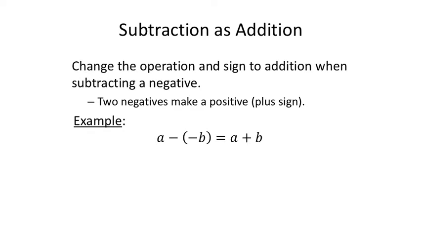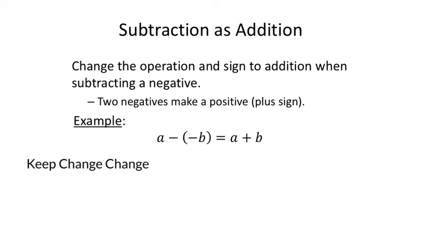Now this says subtraction as addition, which is important to know. And I believe, well, I don't know if we covered it yet, but it doesn't matter if we have or not because that's what we're going to talk about here. So, change the operation and sign to addition when subtracting a negative. This is what I like to call keep, change, all right? This is not keep, change, flip, although it is similar.